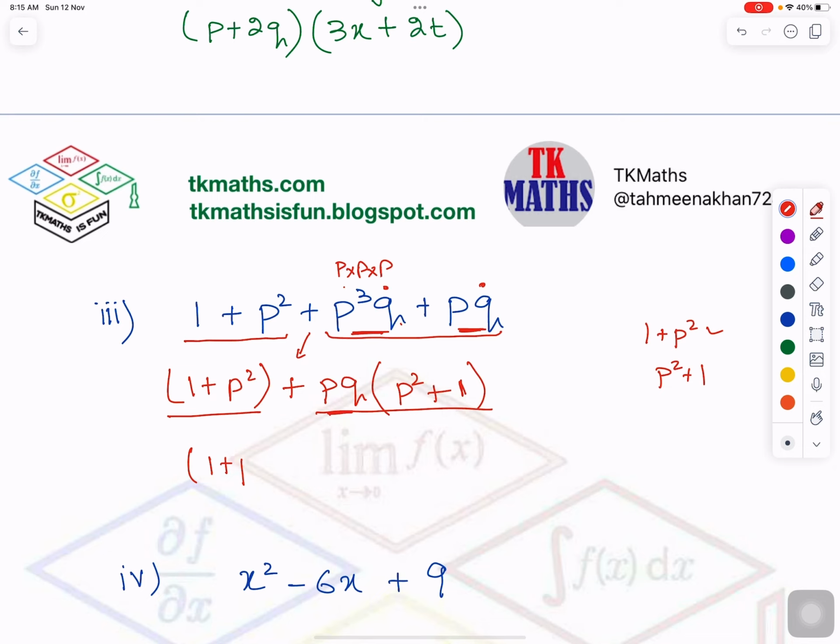So now if I take 1 plus p square common out from this term and this term, what is left from here? Nothing, because the whole is gone as a common factor. So you will write 1 here in place of this. Then this plus sign will come here and pq. So when the whole thing goes out as a common factor, what is left there?